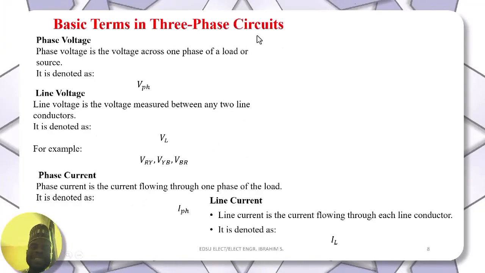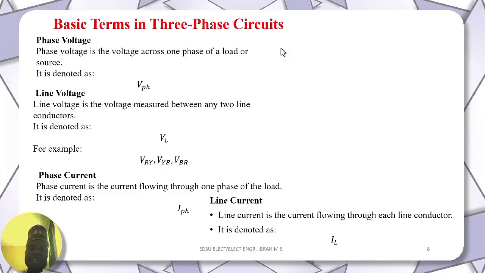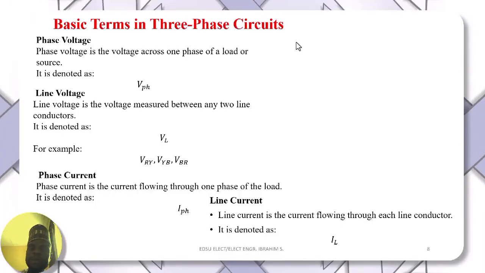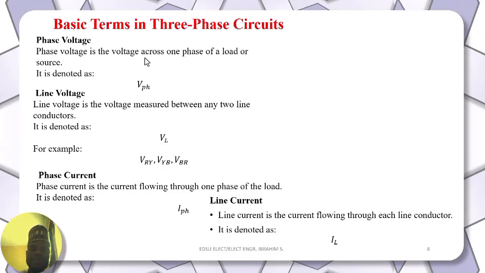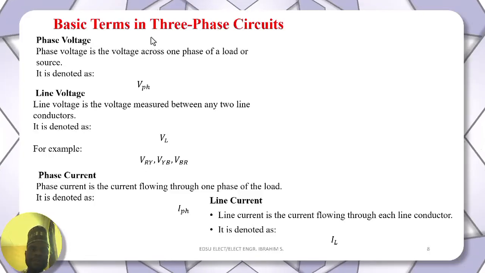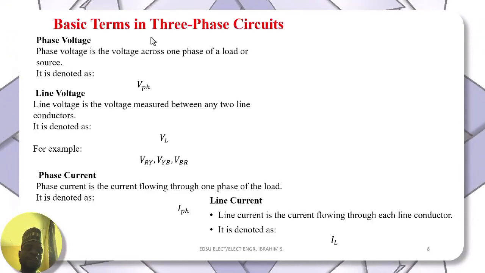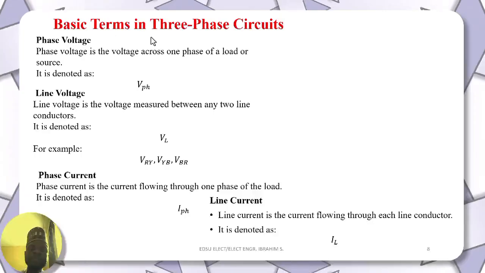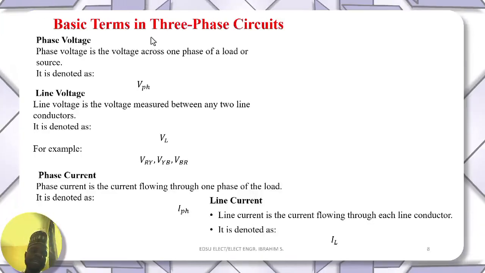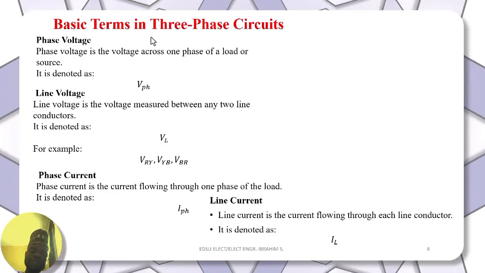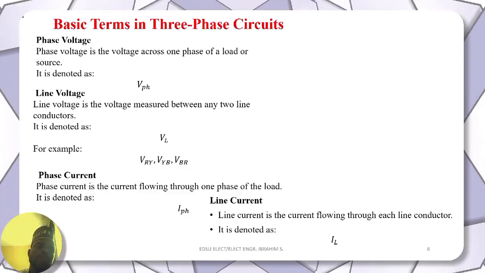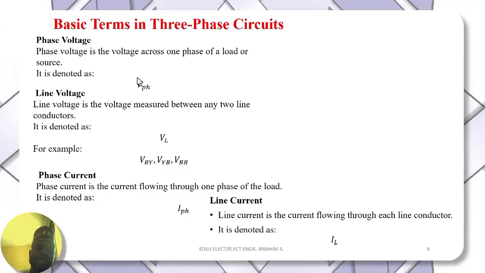Now, the basic terms in three-phase circuit. Some of the terms that are used in three-phase circuit are: we have the phase voltage, we have the line voltage, we have the phase current, and we have the line current. So the phase voltage is denoted by V phase.